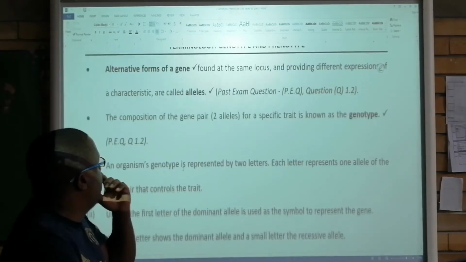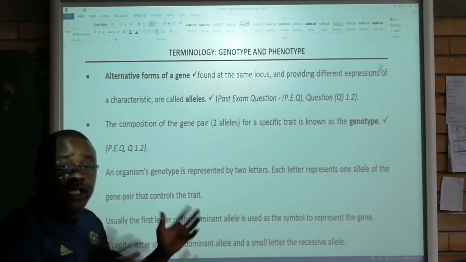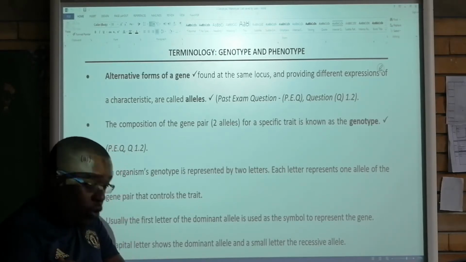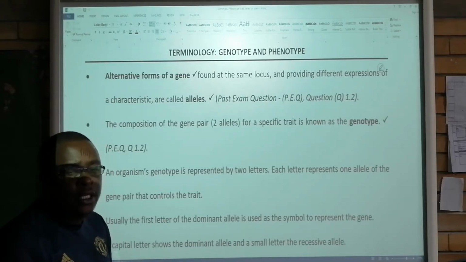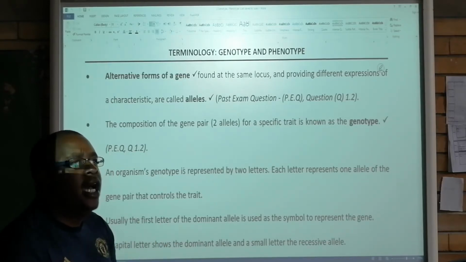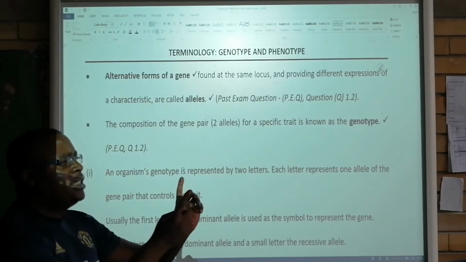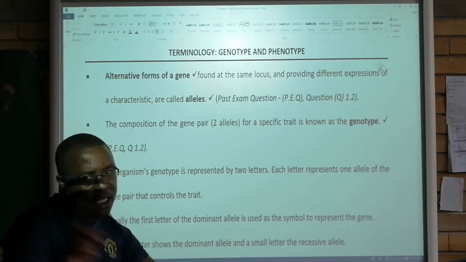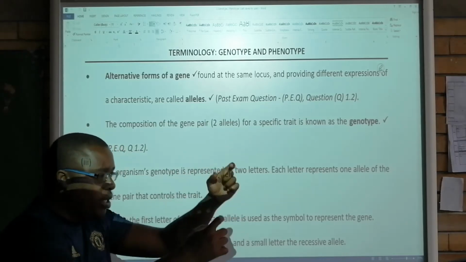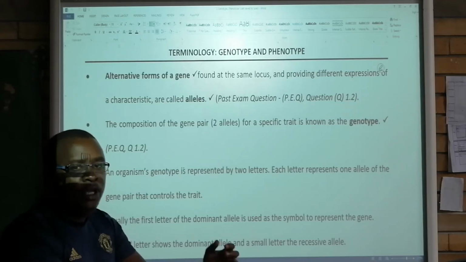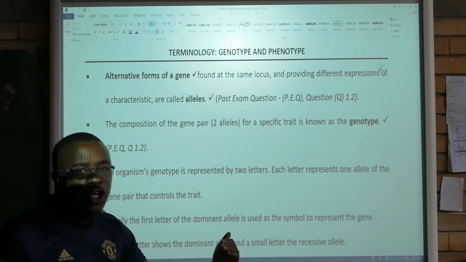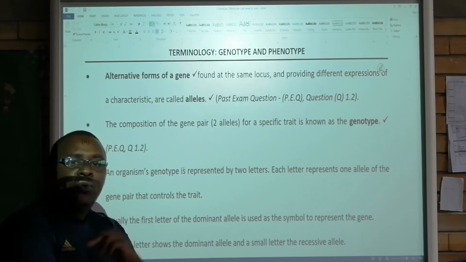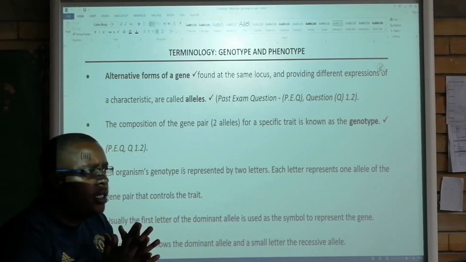From the last lesson, we now know that there are two forms of a gene found at the same locus, providing different expressions for a particular characteristic, called alleles. Alleles make up the gene pair, these alternative forms. So if you're looking at height, the gene for height is found on two homologous chromosomes, one coming from your mom and the other from your dad. These two homologous chromosomes, of the same size, shape, and genetic composition, have two alleles at a particular locus that code for that particular characteristic.